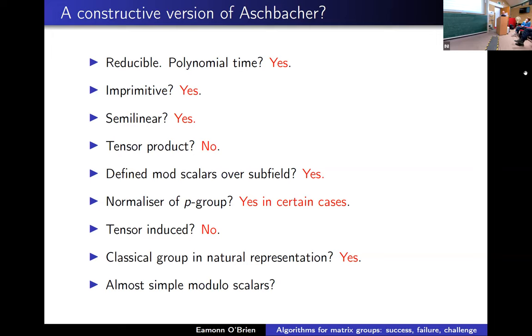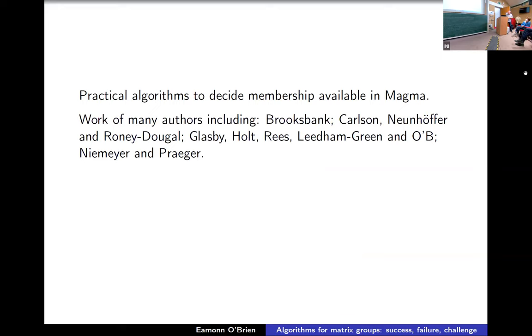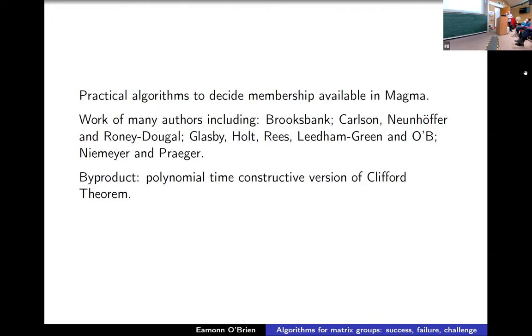Okay, so what we're left with is that we have practical algorithms to decide membership. Lots of people were involved, some of whom I've already mentioned: Carlson, Neunacher, and Colville, of course, and Stephen Glasby, Sherrill, and Elise, whose work I'll talk about in a moment. And as a byproduct, you do get a polynomial constructive version of Clifford's theorem.